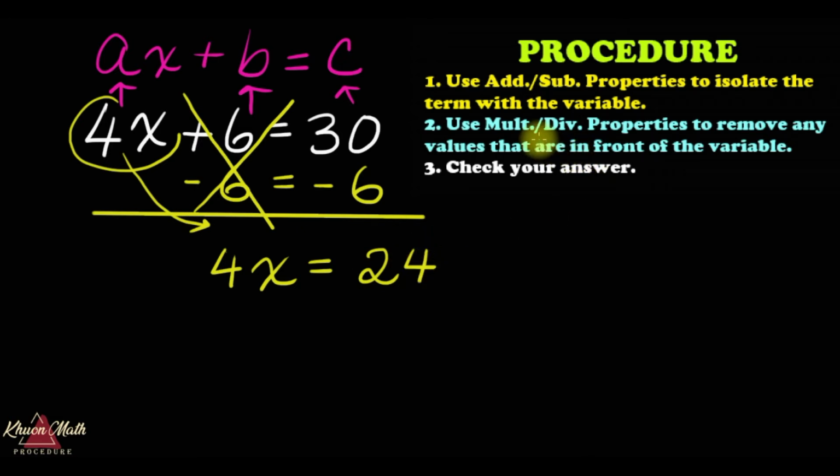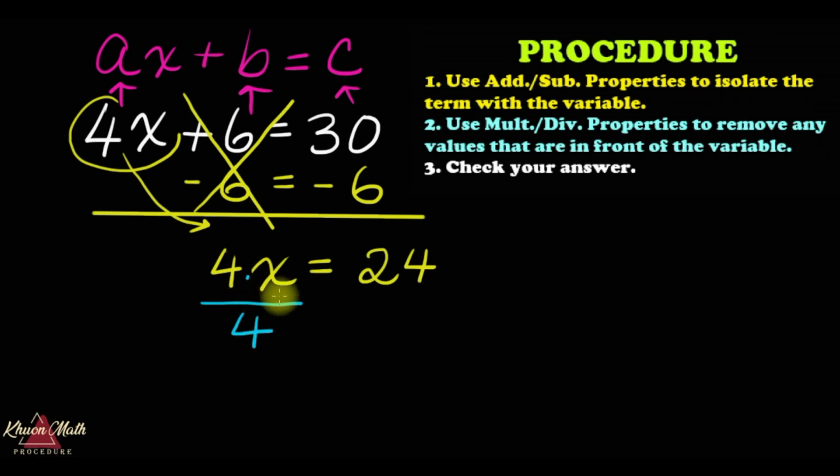Step 2 is to use multiplication or division properties to remove any value in front of the variable. So what's in front of the x? Well, we have a 4, so we have a times 4. So to get rid of the times 4, you have to do the opposite, which is to divide. So here we're going to go ahead and use the division property, okay, to remove it. So divide by 4.